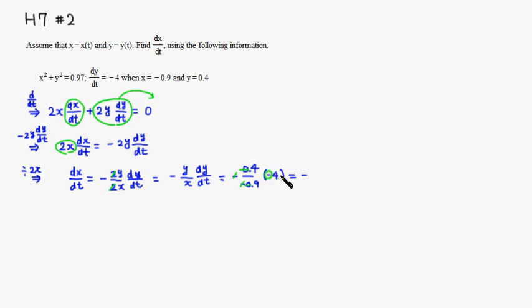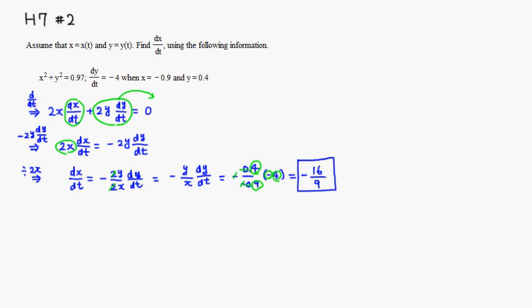Then 4 times 4 is 16 on top. So we took care of the 4 here and the 4 here. The only other thing is 9 on the bottom. So this is the value of dx over dt.